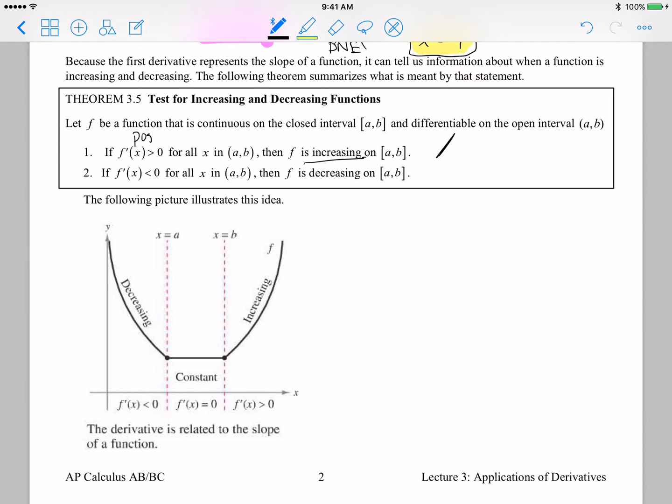Secondly, if f prime is less than 0, or we could also say negative, for all x in AB, then f is decreasing on AB, and that should also hopefully make some sense to you, since a negative tangent line would look something like that, and that would mean that the function is decreasing. Okay, so this picture kind of represents what's going on here and shows you how the derivative is related to the slope of a function.